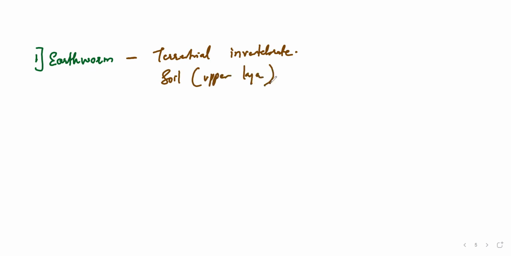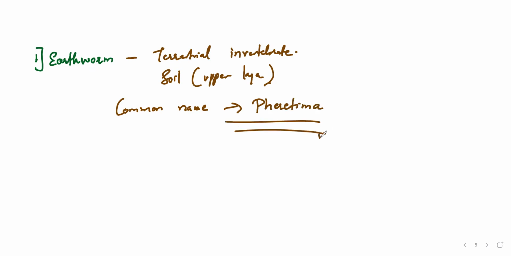So the common name of the earthworm is Pheretima. This Indian earthworm is named as Pheretima. One important characteristic of the earthworm is that it is very useful for the farmers, because they are also called friends of farmers.